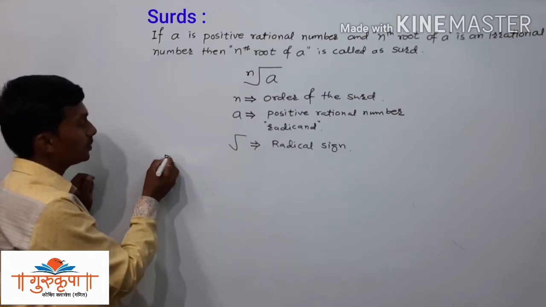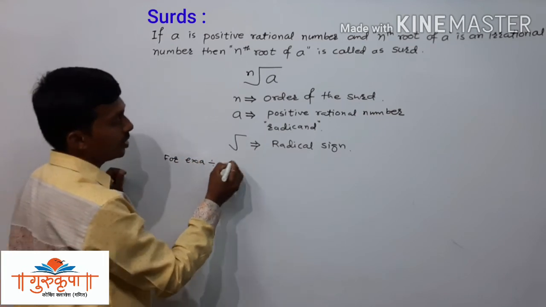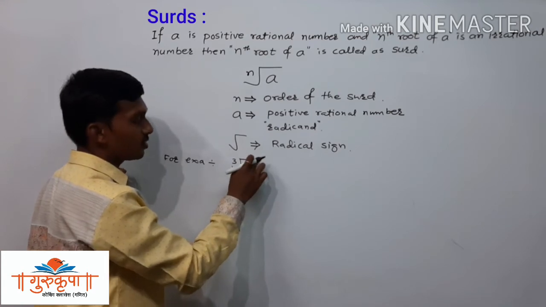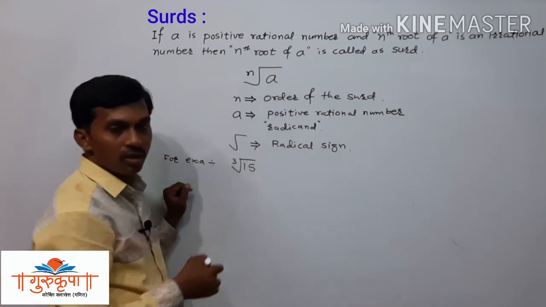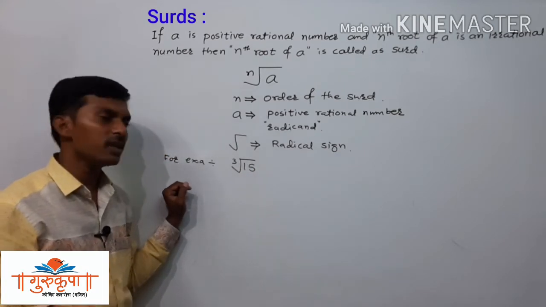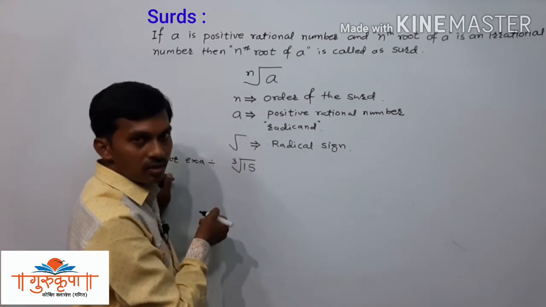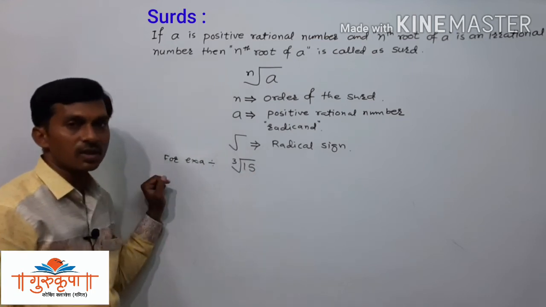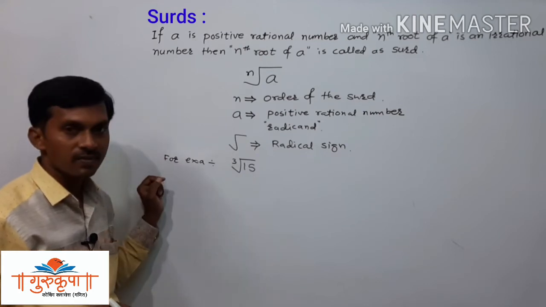For example, cube root of 15. Now we have to decide whether it is a surd or it is not a surd. Now it is very simple. We have to check whether it is rational or irrational. Is it possible to find the cube root of 15? No. There is no number whose cube is 15.